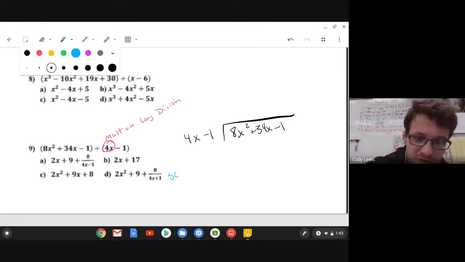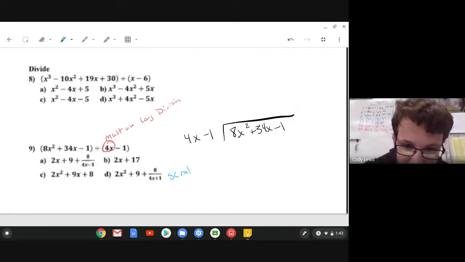Now, when we were doing this in class, I always called this scratch work. This is kind of like us thinking in our head. I have 4x, which is right here.